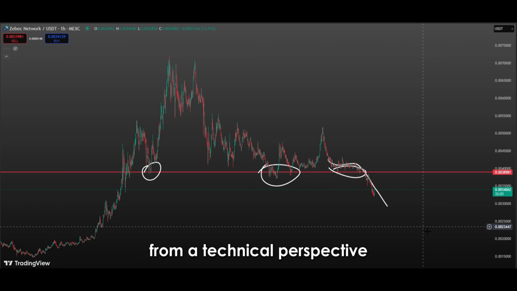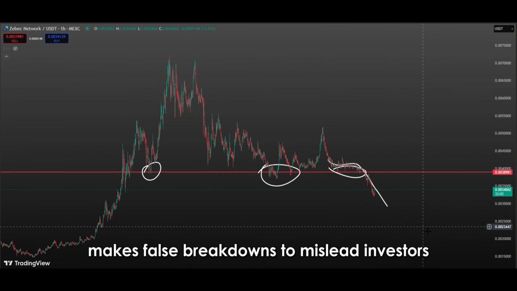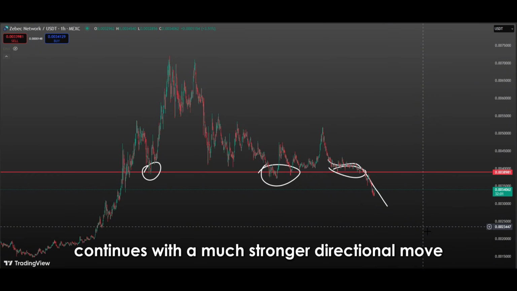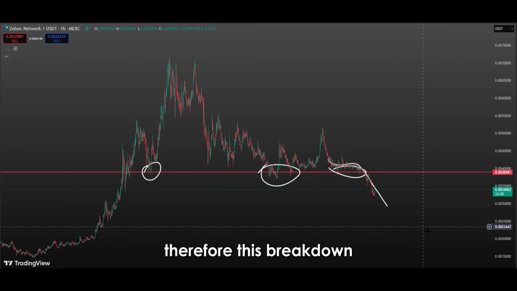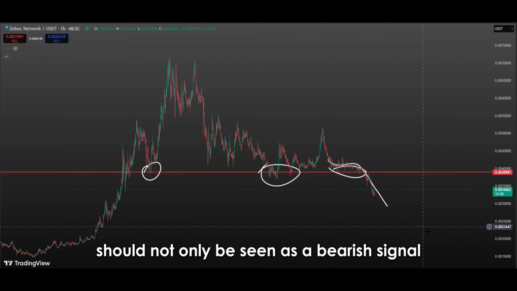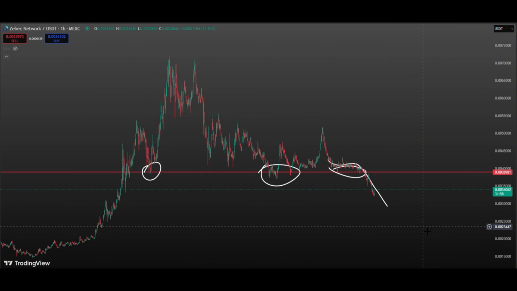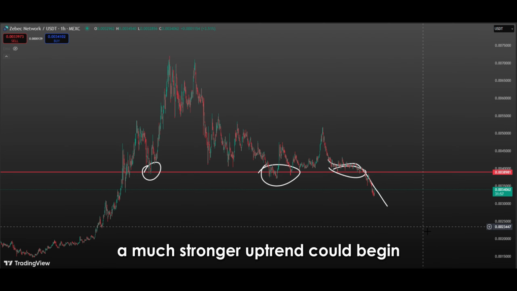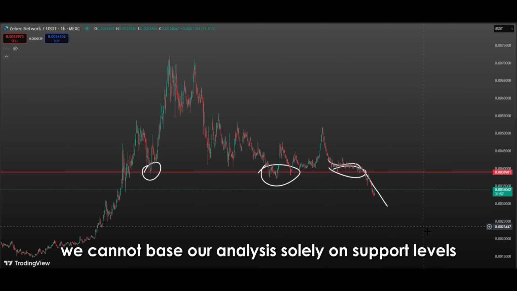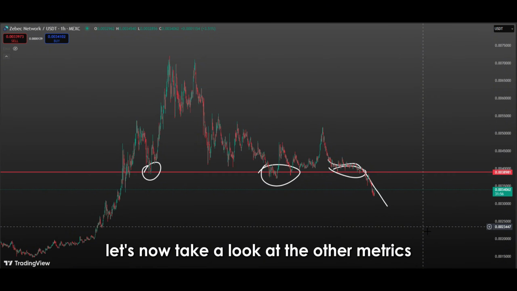In short, while the break of the current support zone may appear to be a sign of weakness from a technical perspective, it can also signal new opportunities. The market sometimes makes false breakdowns to mislead investors and then continues with a much stronger directional move. Therefore, this breakdown should not only be seen as a bearish signal, but also as the potential beginning of a bullish scenario. If the price recovers from this zone, a much stronger uptrend could begin, but we cannot base our analysis solely on support levels. Let's now take a look at the other metrics.